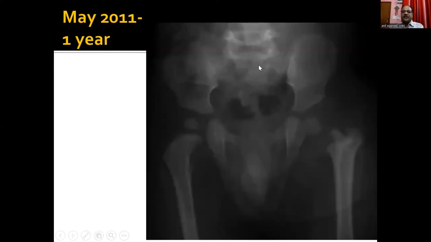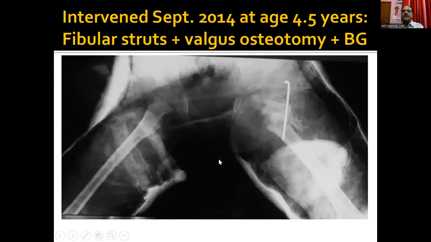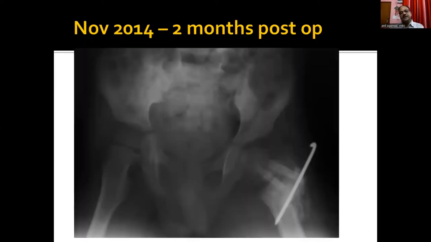This is at 1 year. You can appreciate that the epiphysis is positioned, but there is a dissociation between the head part and the shaft part. At 4.5 years, you can see the epiphysis is developing, but there is onset of varus. So we decided to intervene at this stage. What we did was a valgus osteotomy. We added some bone graft, used a simple implant, and put the child in a spica after the surgical procedure.